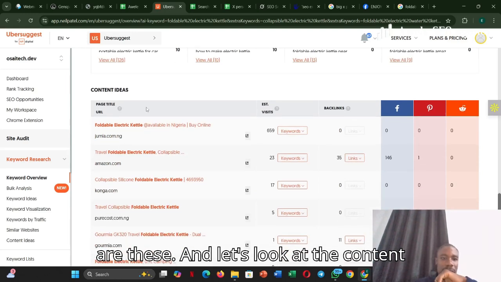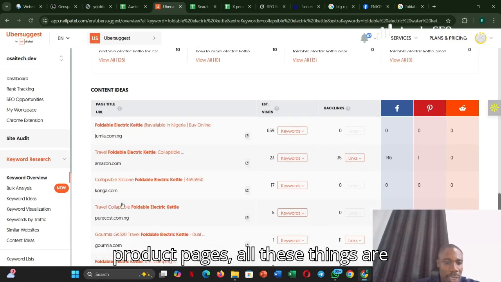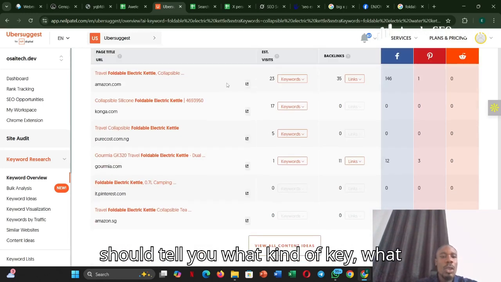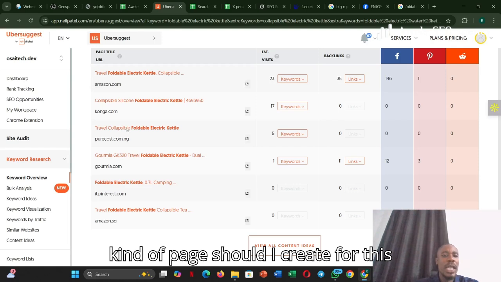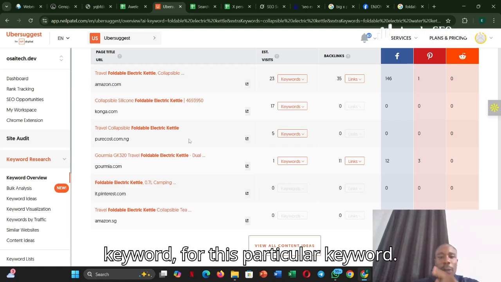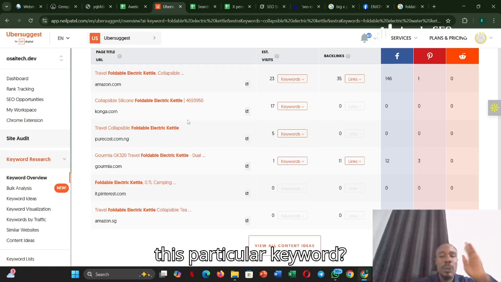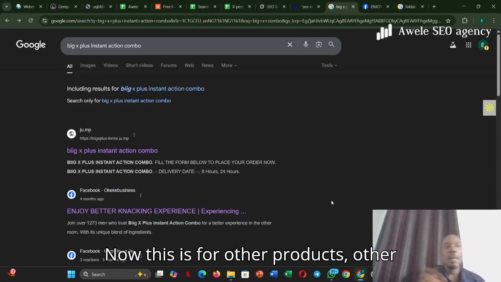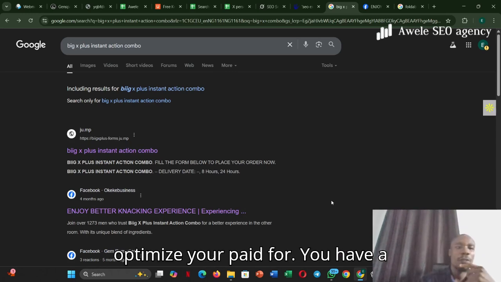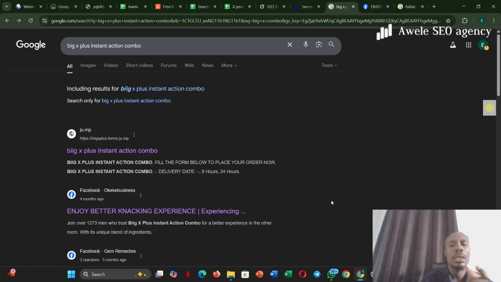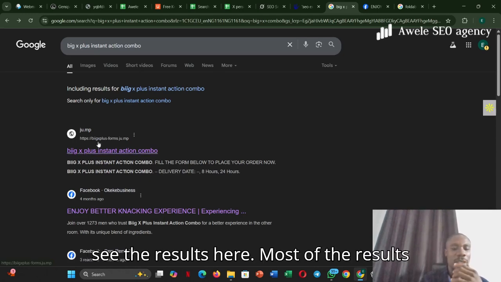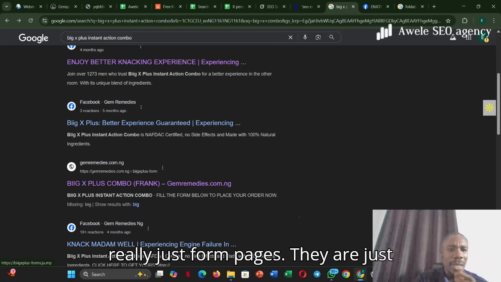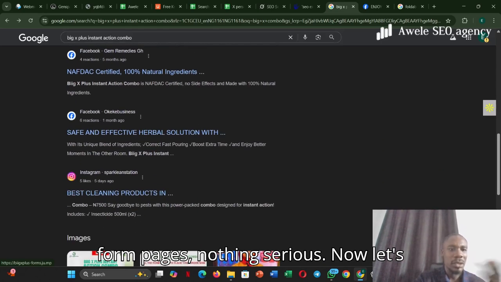And let's look at the content ideas. You see that all these things are product pages. A product page. So this will tell you what kind of page I should create for this particular keyword. Now, this is for another product. For example, you want to optimize your page for a product that is selling Big X instant trunk combo. Now, you can see the results here. Most of the results here are really just front pages. They're just front pages, nothing serious.